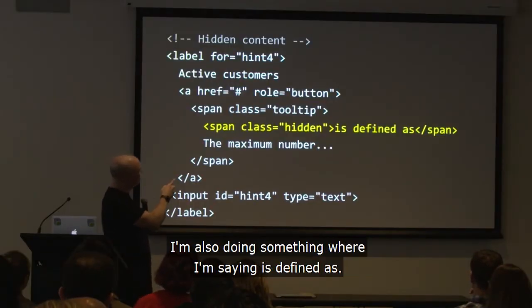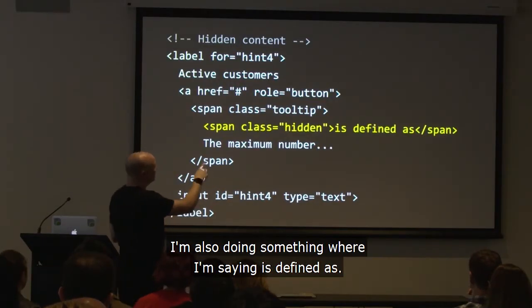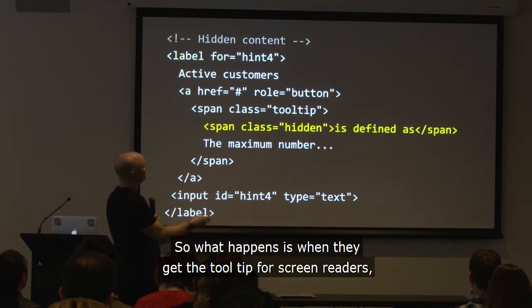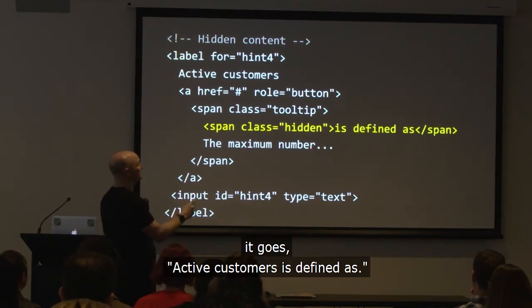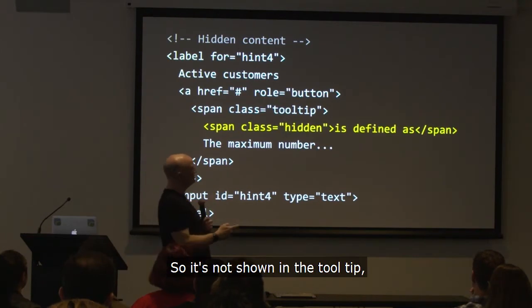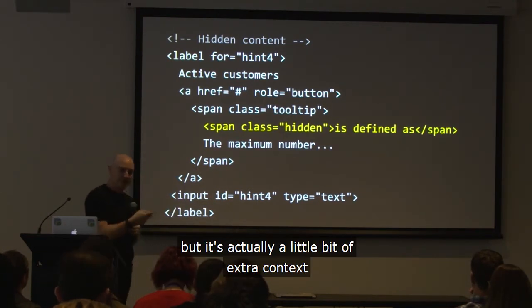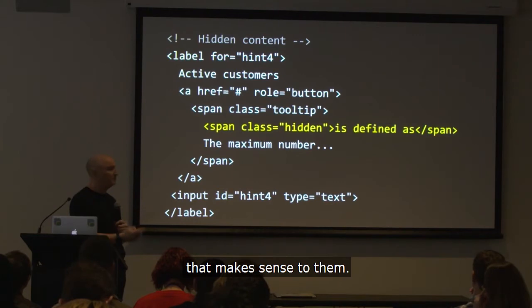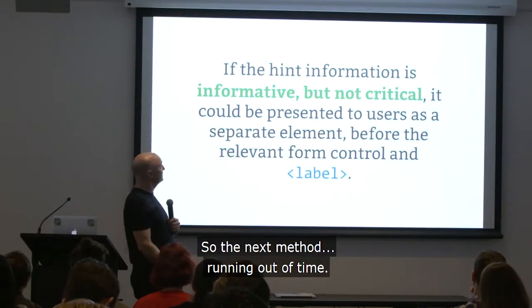And then the other thing is, I'm also doing something where I'm saying is defined as. So what happens is when they get the tooltip for screen readers, it goes active customers is defined as. So it's not shown in the tooltip, but it's actually a little bit of extra context so it makes sense to them. So the next method, running out of time.